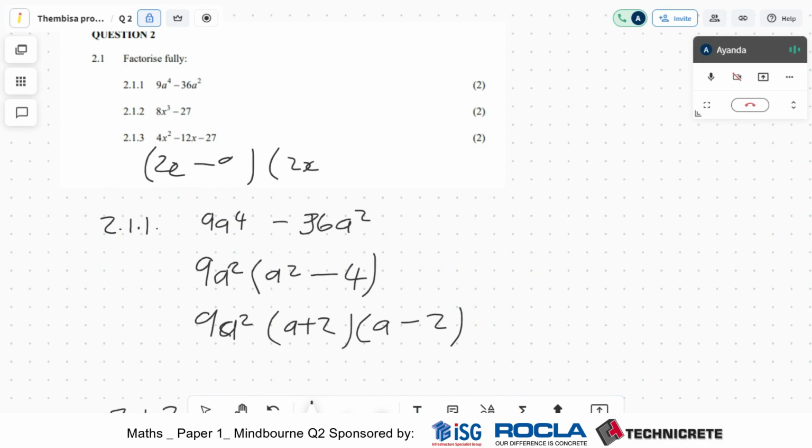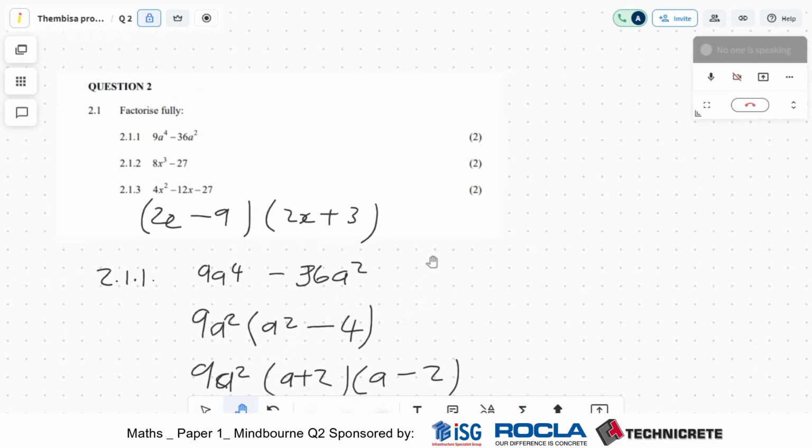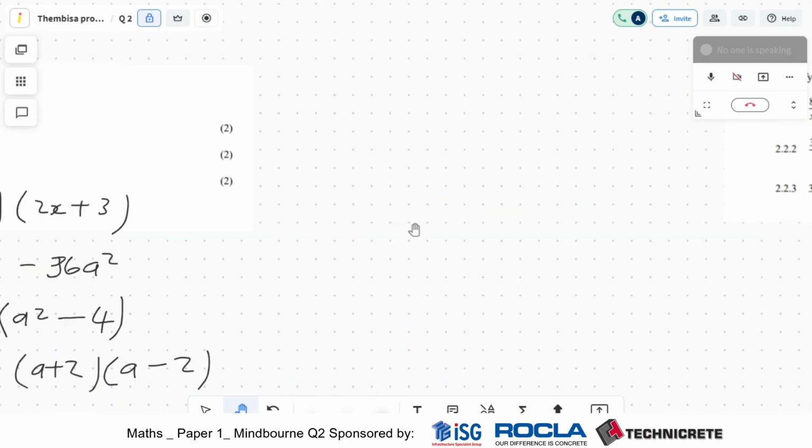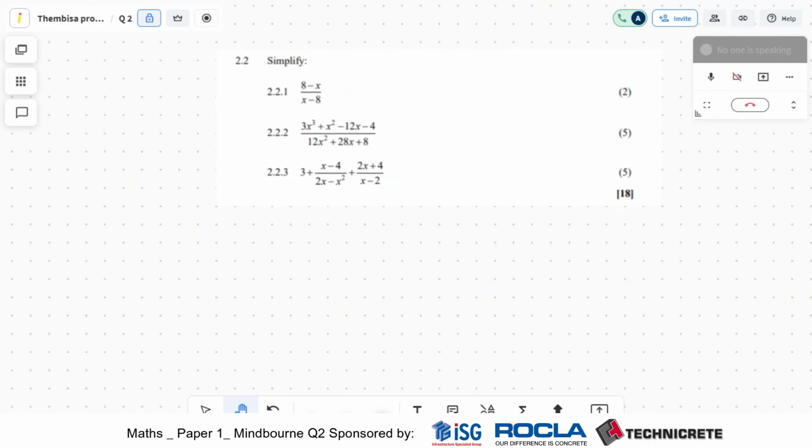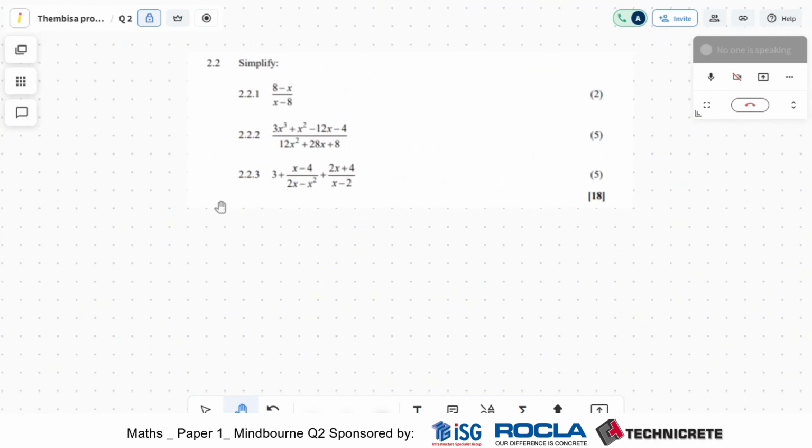Negative 9 and positive 3. When we multiply negative 9 and positive 3, that gives us negative 27. Negative 9 plus 3 gives us negative 12. And that's it for 2.1. Let's try out 2.2, where we need to simplify.